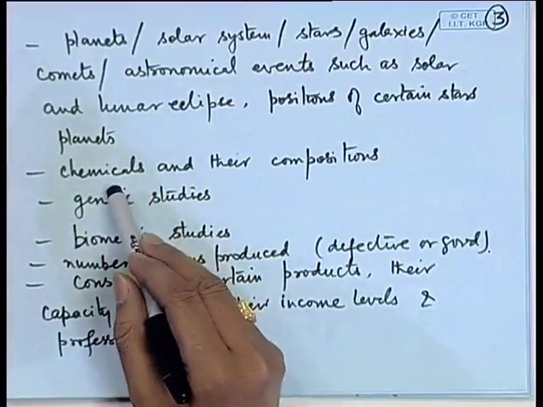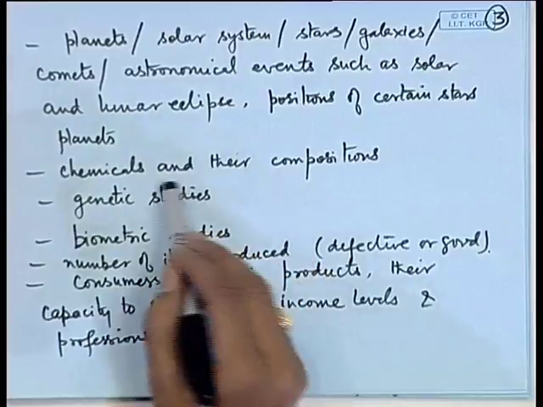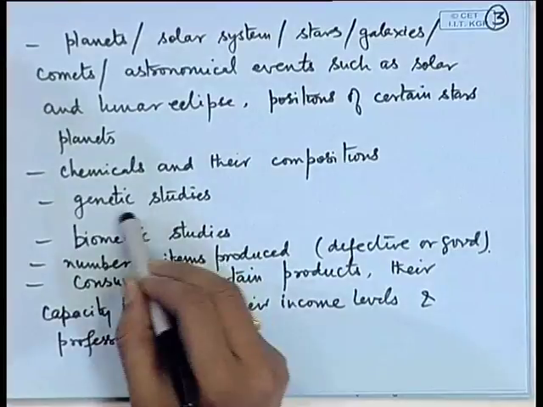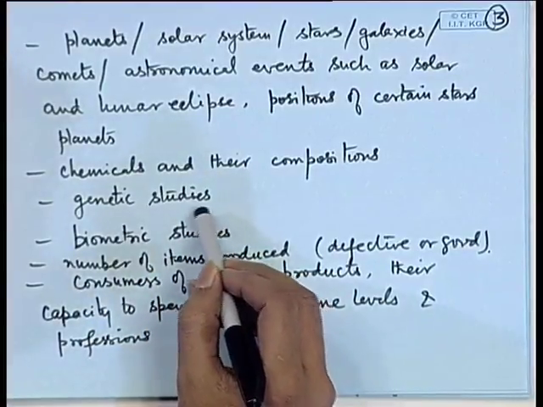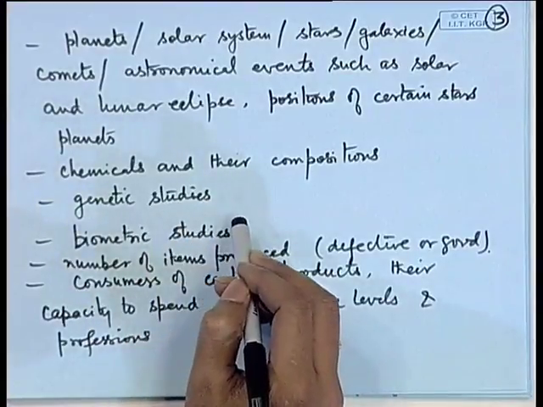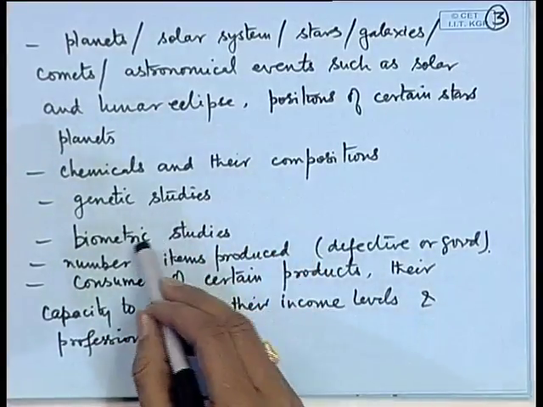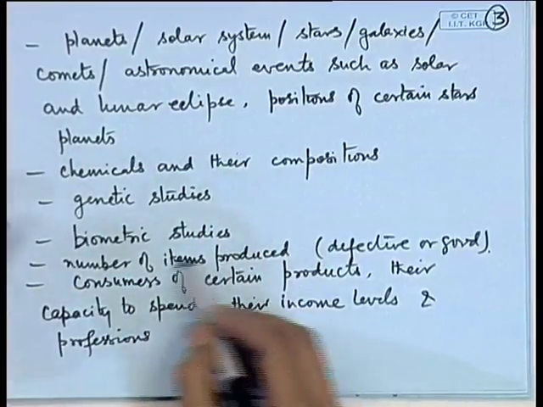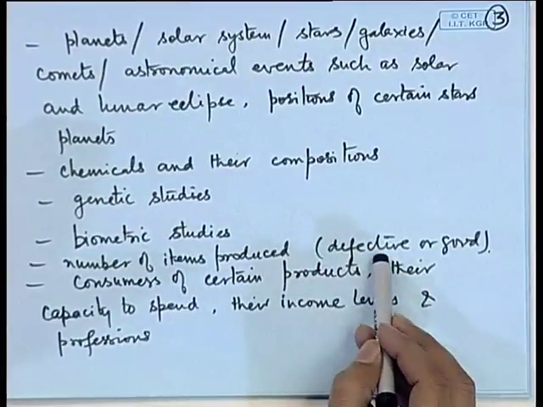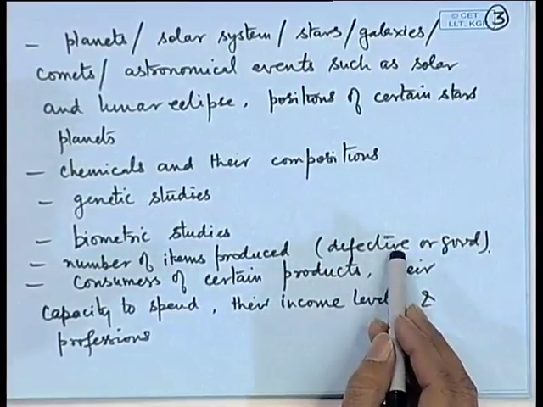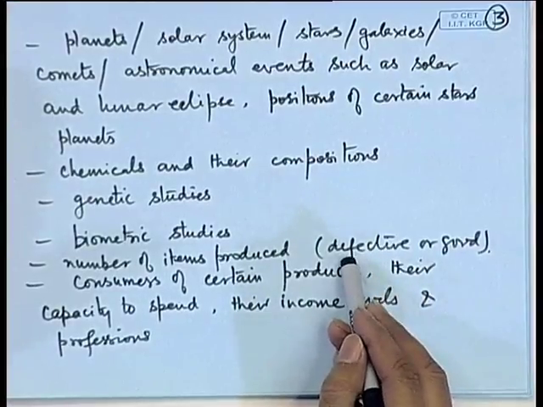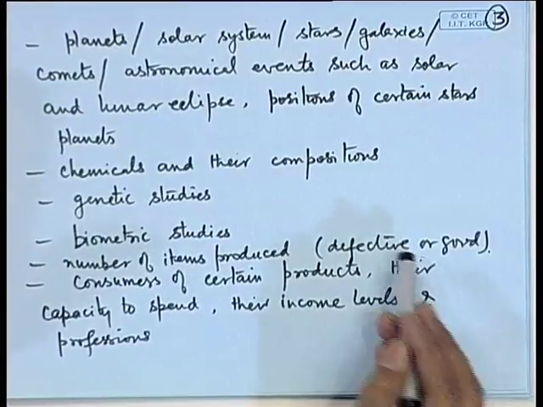The people in chemical sciences study various kinds of chemicals and their compositions. The biologists study the genetic makeup of certain human beings, the genetic makeup of certain items. There are biometric studies. In industry, when manufacturing is being done, what is the percentage of defective items produced by that particular manufacturing process? It helps us to rectify or improve the manufacturing process so that the number of defectives can be reduced.